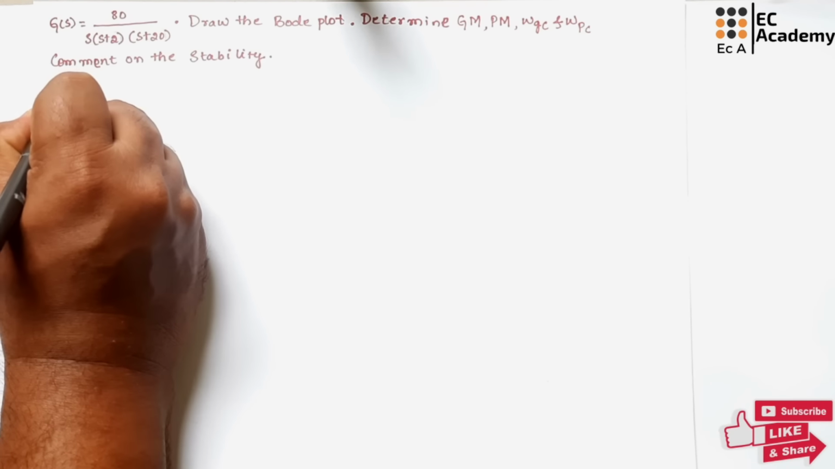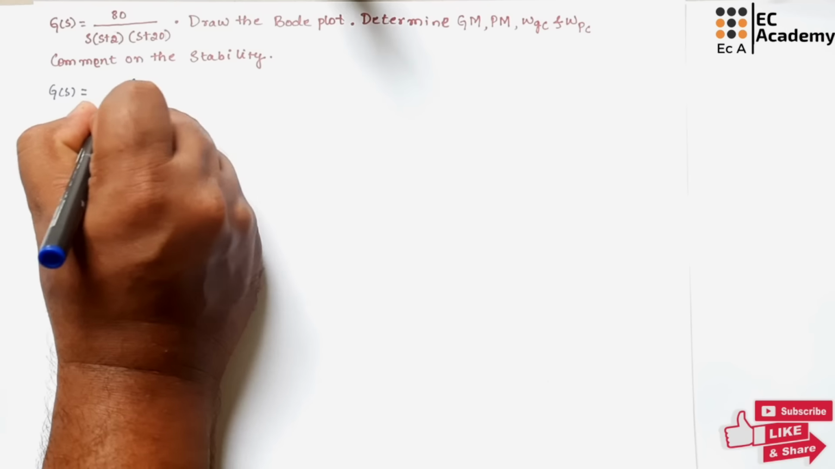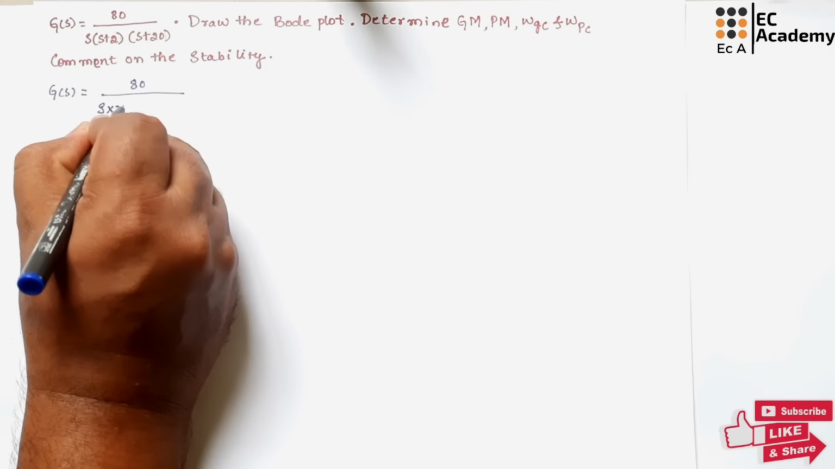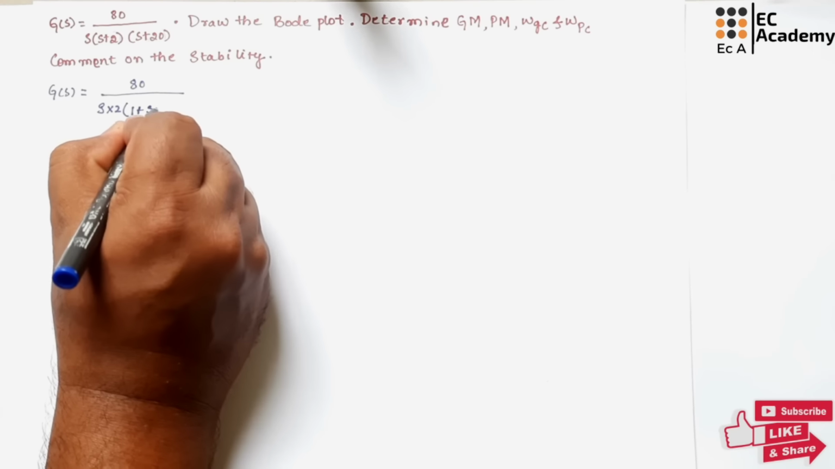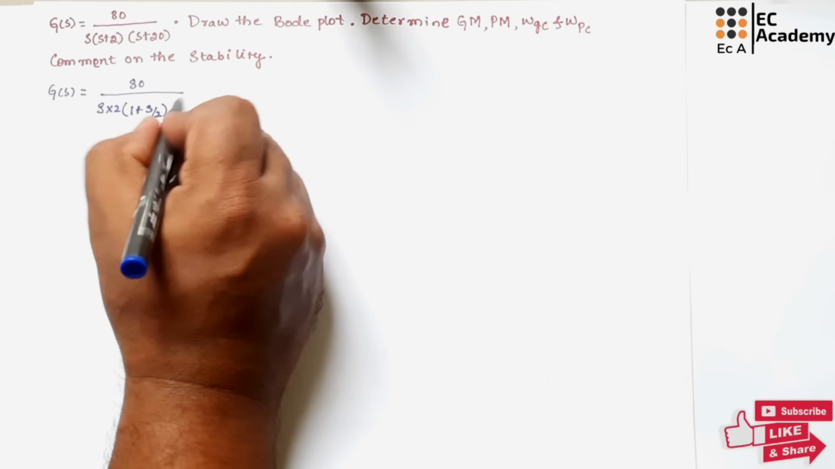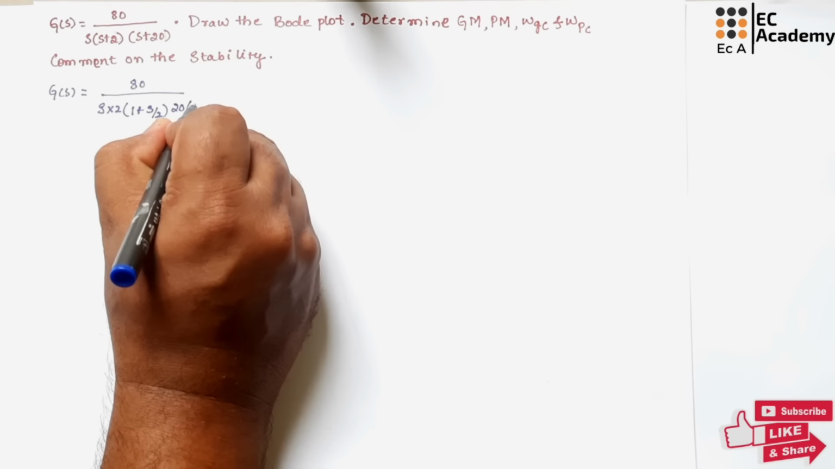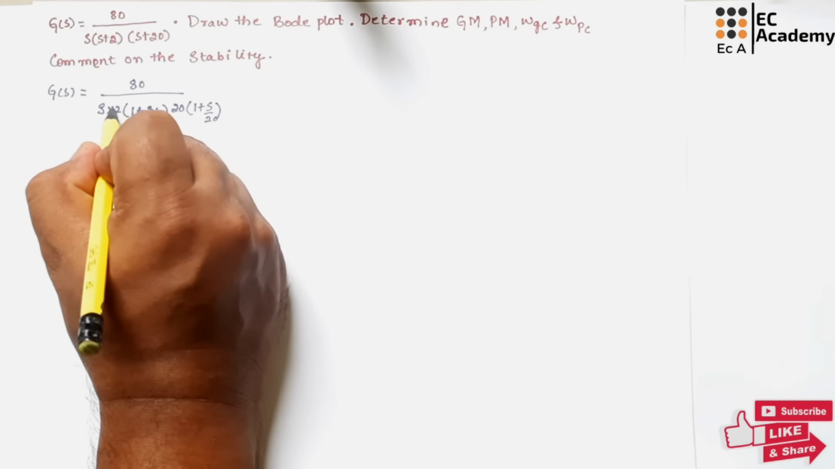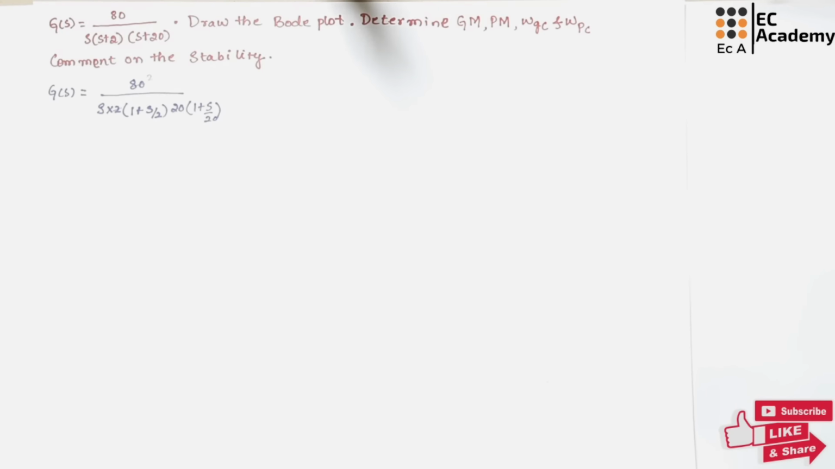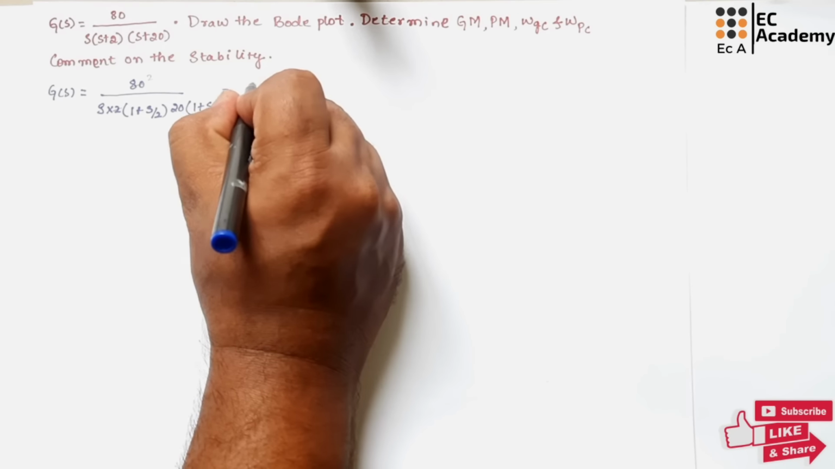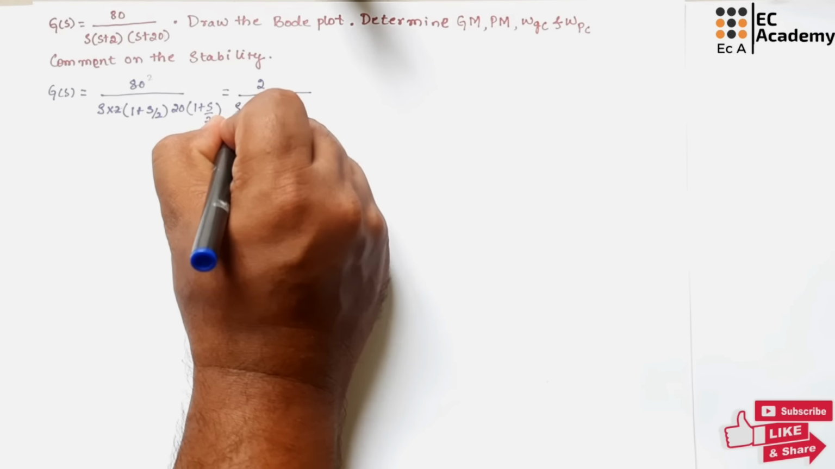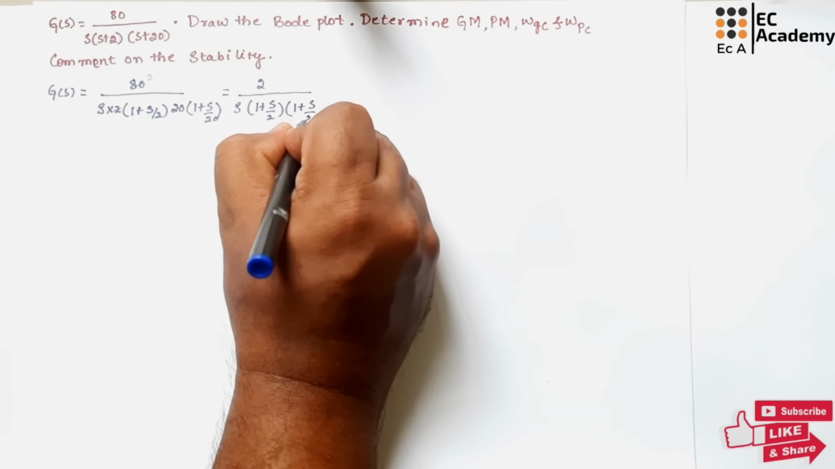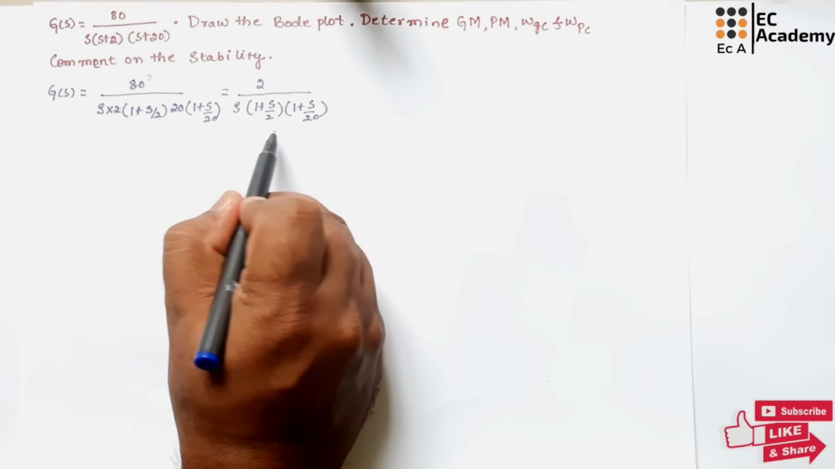Let us write G of s is equal to, numerator we will write 80 divided by, in this we will take 2 common. So it will be s into 2 into 1 plus s by 2, and from this term we will take 20 common. So 20 into 1 plus s by 20. So 2 into 20 it is 40. So 40, 2 times we can cancel out. So we can write this expression as 2 divided by s into 1 plus s by 2 into 1 plus s by 20. So this is the standard representation of the transfer function.